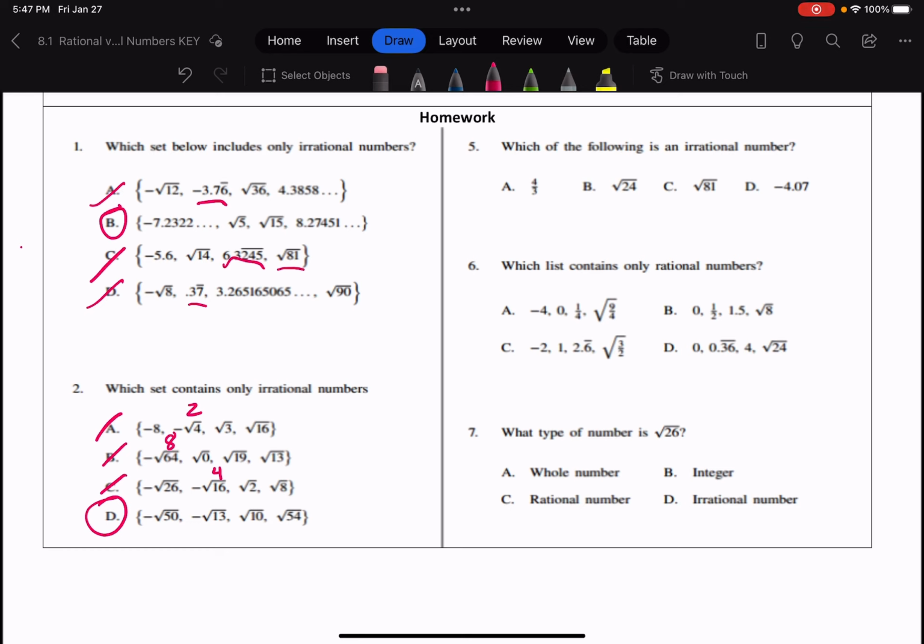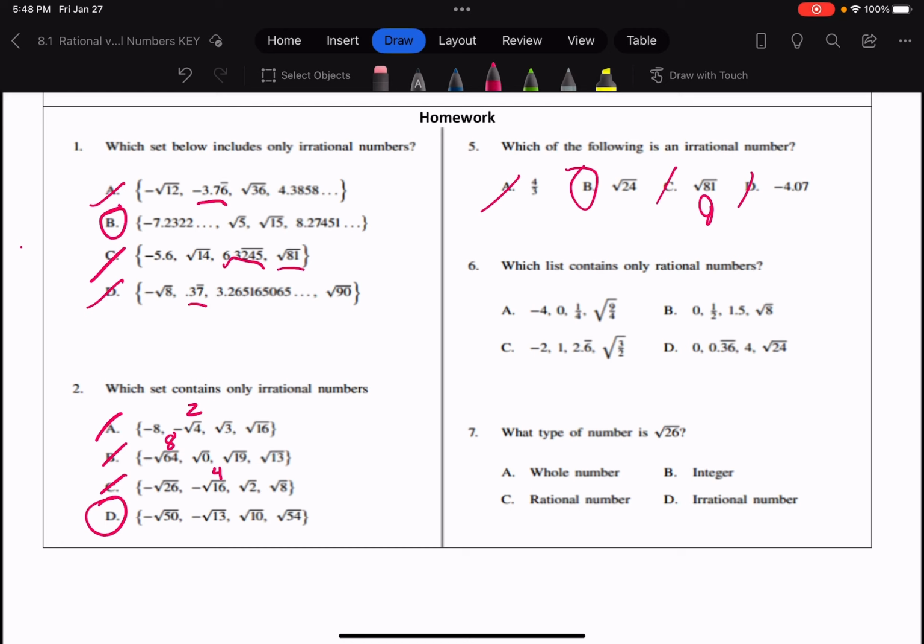That leads us to problem 5. I don't know what happened at 3 and 4, but problem 5 says, which of the following is an irrational number? So I know an irrational number cannot be written as a fraction, so it can't be A. C is a perfect square because the square root of 81 is 9, so it can't be C. D has a terminating decimal, so it can't be D. So our only correct answer choice here is B. And that's because the square root of 24 is not a perfect square, so it is an irrational number.